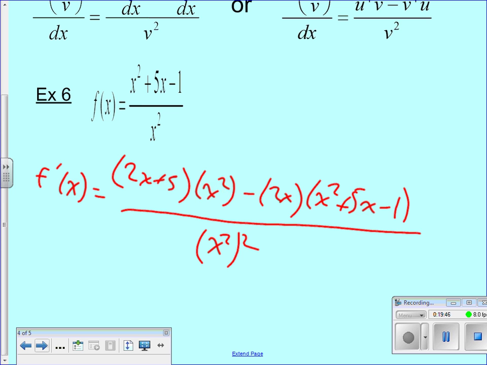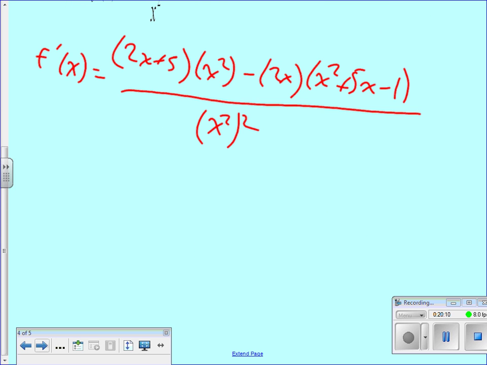Notice, I did not do any simplification. All I did was take the derivatives and write things down. I know what my denominator is. My denominator is x to the 4th. I know that's what it is. However, I'm not going to mess with it right now. Okay? That doesn't mean that we're not going to leave it alone.